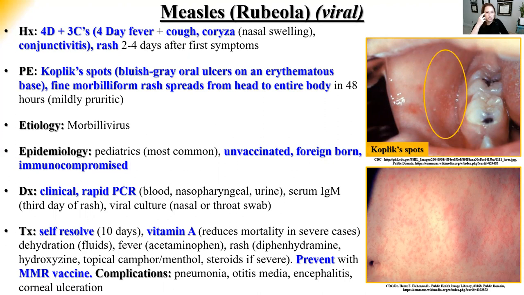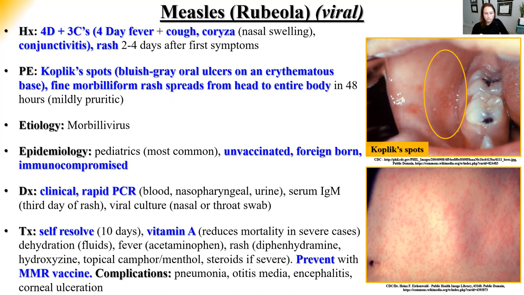The rash will begin about 2 to 4 days after those symptoms. For this rash, you're going to have a fine morbilliform rash, that's the bottom picture there, that spreads from the head to the entire body within about 48 hours, and it's usually mildly itchy. Koplik spots is something that is specific to measles, and it appears on the oral mucosa. So it's this bluish gray oral ulcers on an erythematous base, the top picture there. Koplik spots is specific to rubeola or measles.